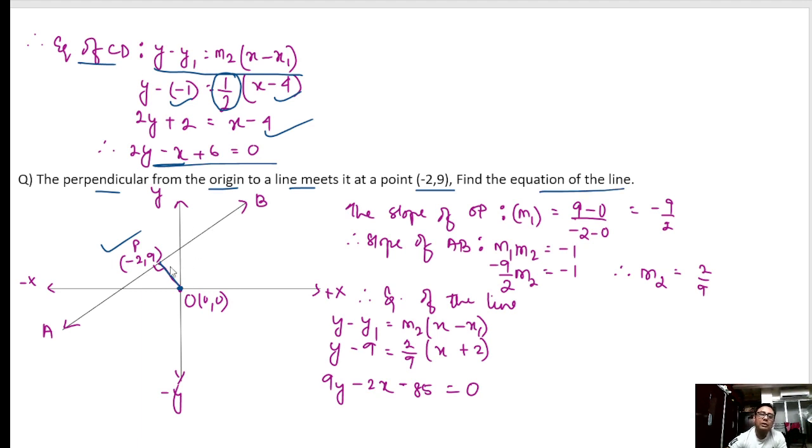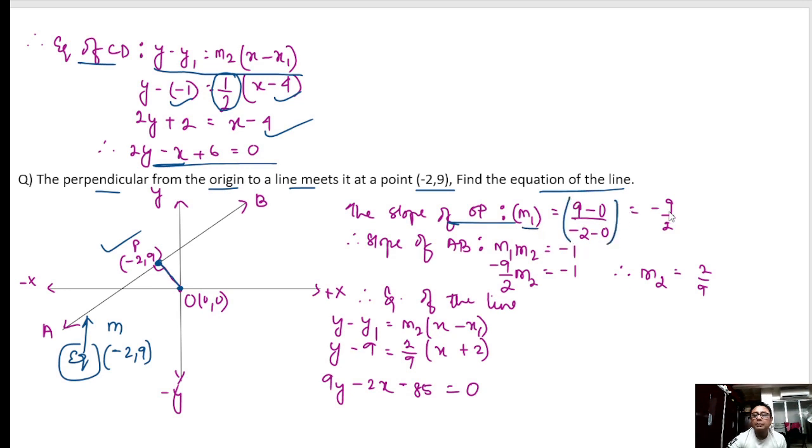So first of all, we have to find the equation of this line. For this we need a coordinate, and here is that coordinate P. And we need a slope. So we need a slope and we need a coordinate. So coordinate is minus 2, 9 and slope I will find. First of all, let us find the slope of OP.